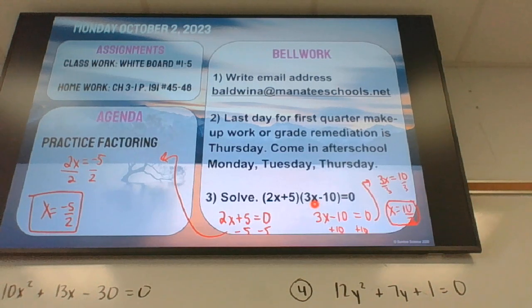Did I mess that up? Oh, they have to add to negative 3. Yeah. Everybody fix that. Add to negative 3.